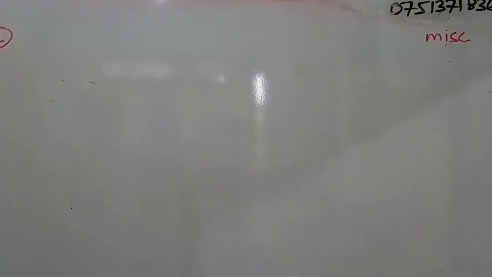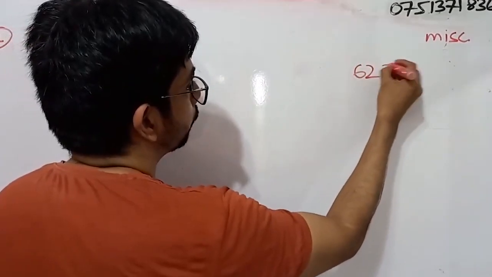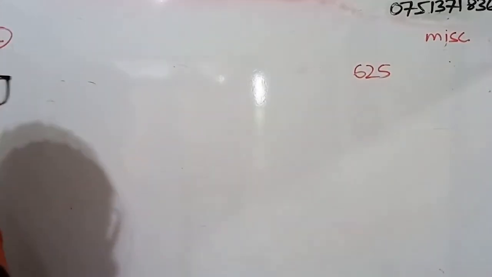Right, question number 2. The value of the square root of 500 cannot be found by using prime factors. Explain the reason for it. Right. So we will take the number 625, and we will calculate the square root of 625 using the observation method.